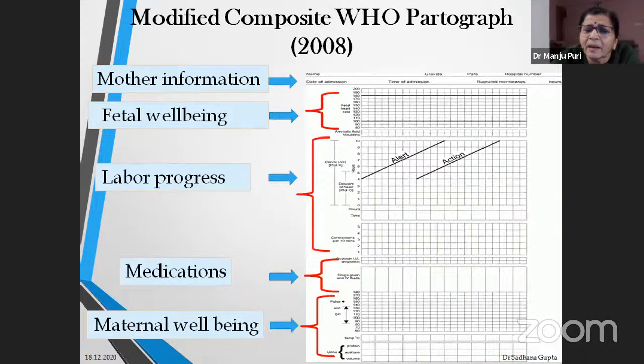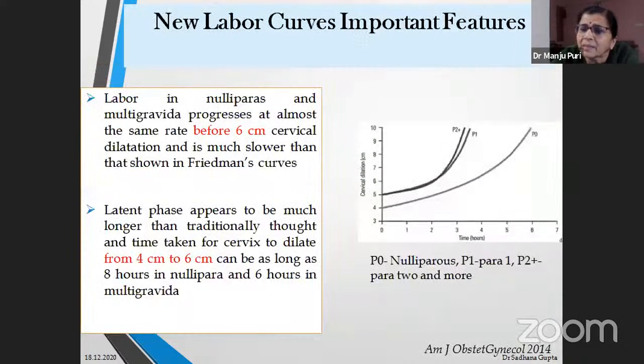So there are some parameters which have to be done 4 hourly. That would mean the PV findings, and then the BP record, and the temperature is 4 hourly. Rest all is half hourly.